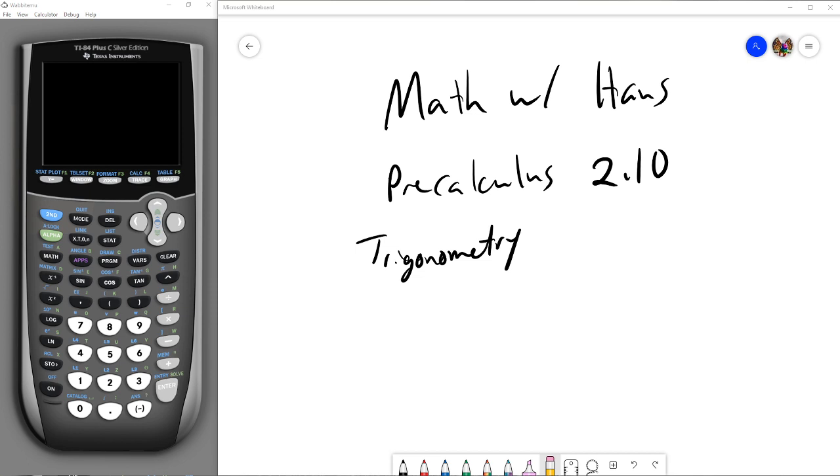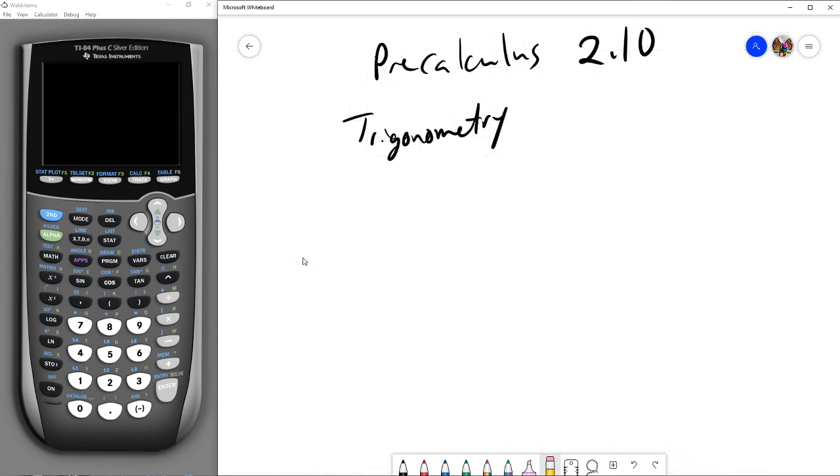So what we are going to do is take a step back to derive some more fun facts. In the previous video we derived several reciprocal identities. Now what we want to do is derive what's called the Pythagorean identities.